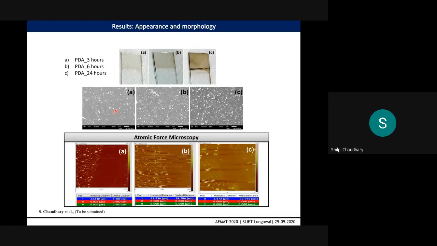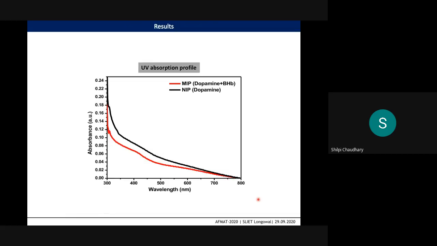The AFM images, which are shown in here, are for the 3 hours, 6 hours, and 24 hours of deposition time. And they give a thickness value of around 9 nanometers in here, around 15 nanometers for the B sample, and for the 24 hours, we got a thickness of around 55 nanometers in here, which is in accordance with the literature reported by Lee et al. So far, so good. I thought things were working out, in accordance with the literature.